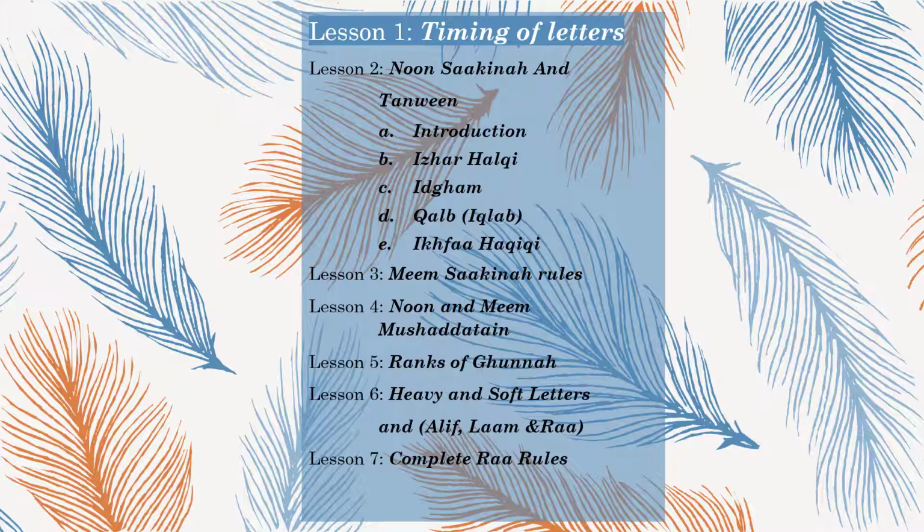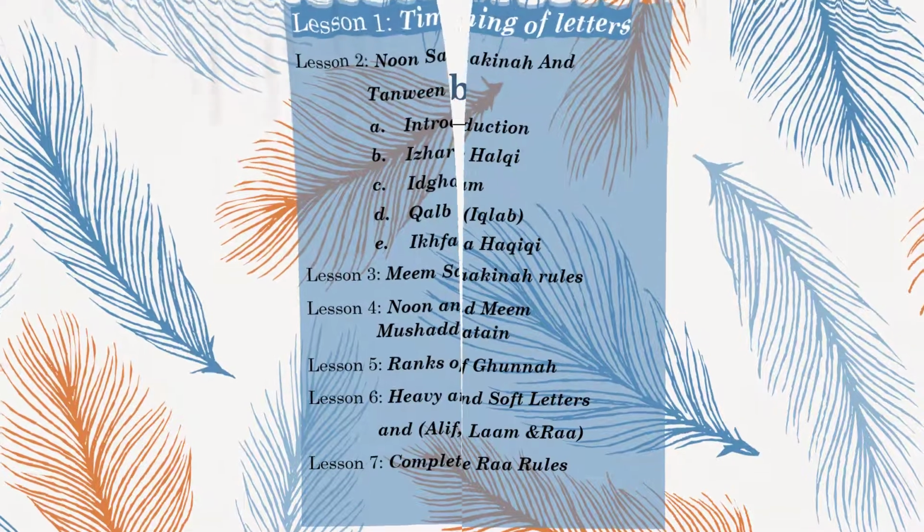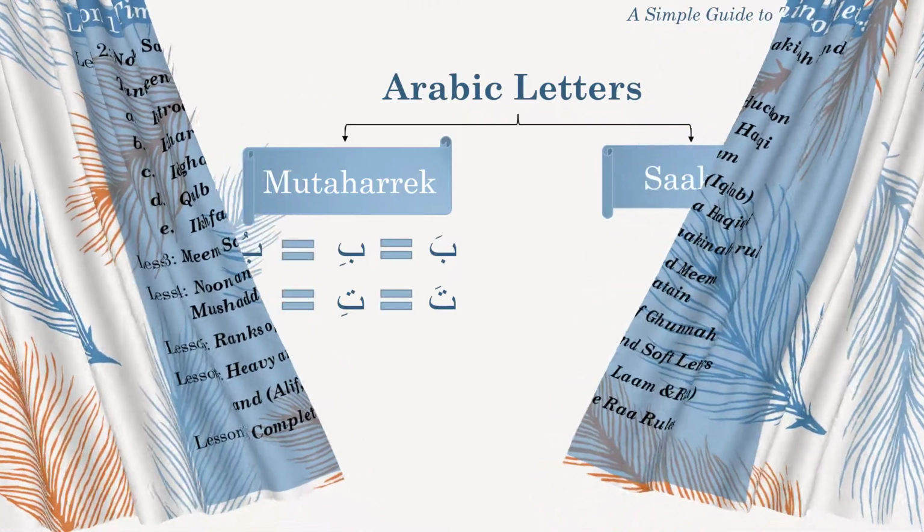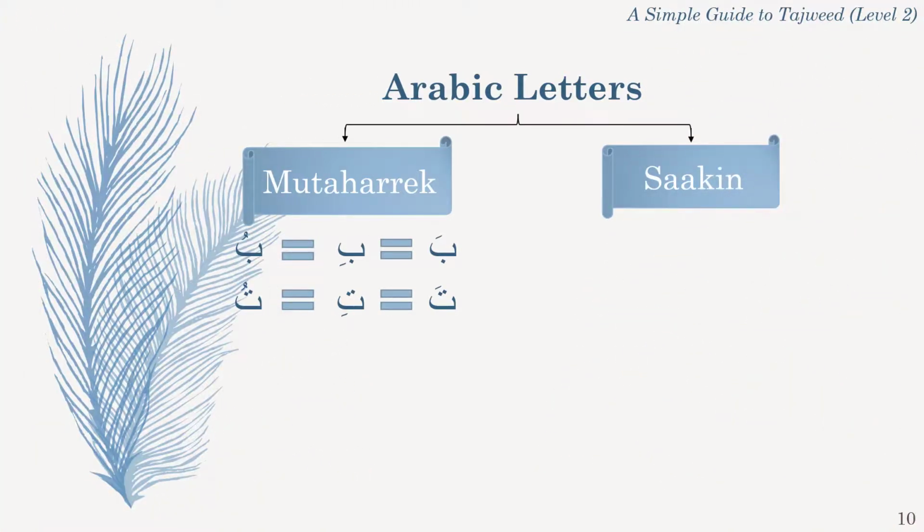In today's lesson, we will continue to learn about timing of letters. This is the second lesson of 2 lessons explaining how to time letters and how this will affect our reading. After knowing that all mutaharrik letters take the same time to be pronounced, now let's check second letters.